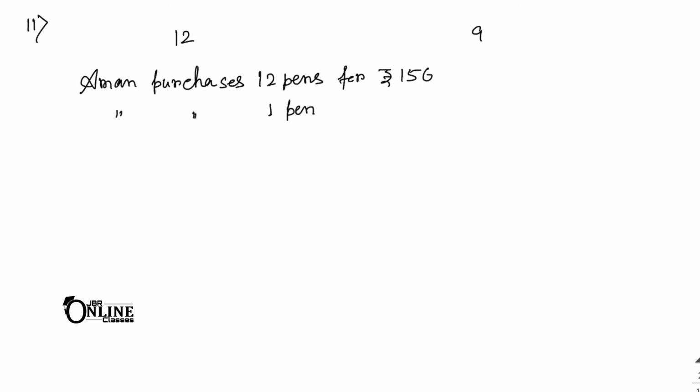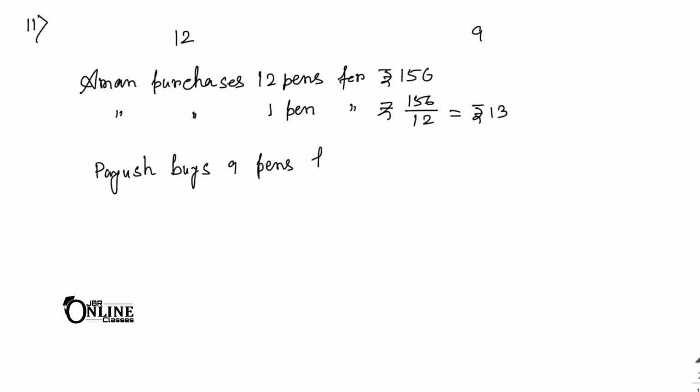So yahan par likhenge Aman ke liye, Aman purchases 12 pens, not the 9, 1 for the second one. So 12 pens for rupees 156. Then Aman purchases 1 pen for rupees here 156 by 12. Okay, so 156 by 12 that will equal to here rupees 13. Now for the next one, Pius. So here Pius buys 9 pens for rupees 108. So Pius buys 1 pen for rupees 108 by 9. Okay, so 108 by 9, that equal to here rupees 12.